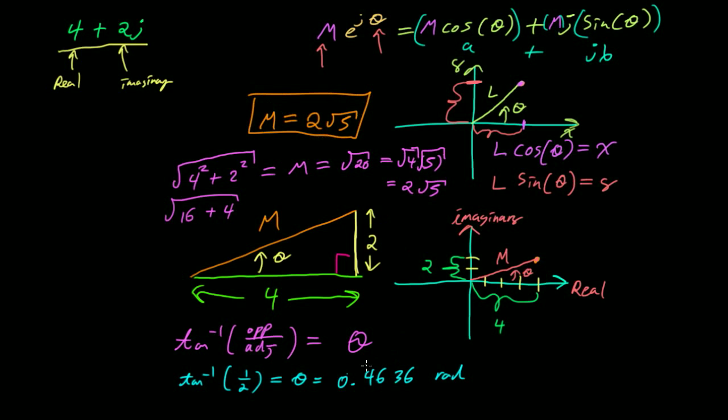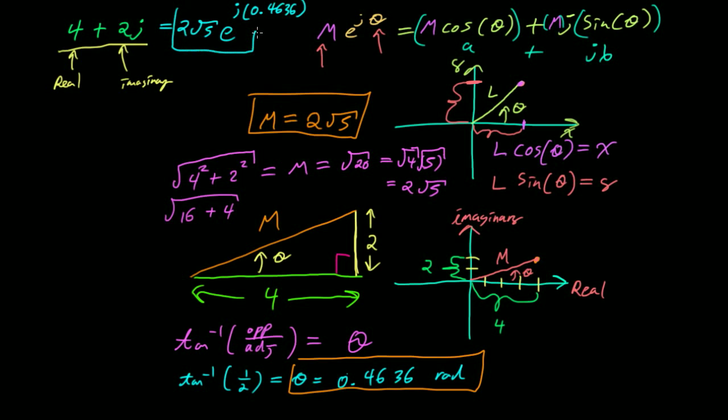So now I can write down my final answer. I've got my magnitude, I've got my phase angle, and now I can write down that my final answer for this problem, that 4 plus 2j, I'll write it up here, 4 plus 2j is equal to 2 square root of 5 times e to the j phase, which is 0.4636. And that's it. That's the final answer. That's everything you have to do.